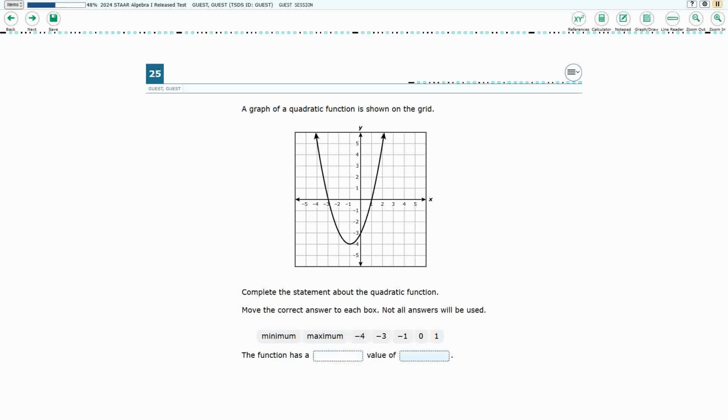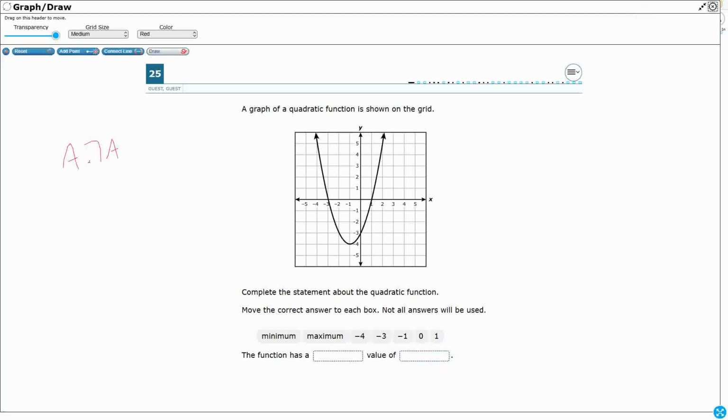And then you see this -4 can't go in the first box. Any of these number values can only go in the second box. So really, when we're looking at this, not all answers can go everywhere. I'm looking at minimum or maximum, and then value of what? Well, this is a traditional quadratic function. That means it's opening up, which means we have a low point at -4. And so the values always rise from -4 and they never stop rising.